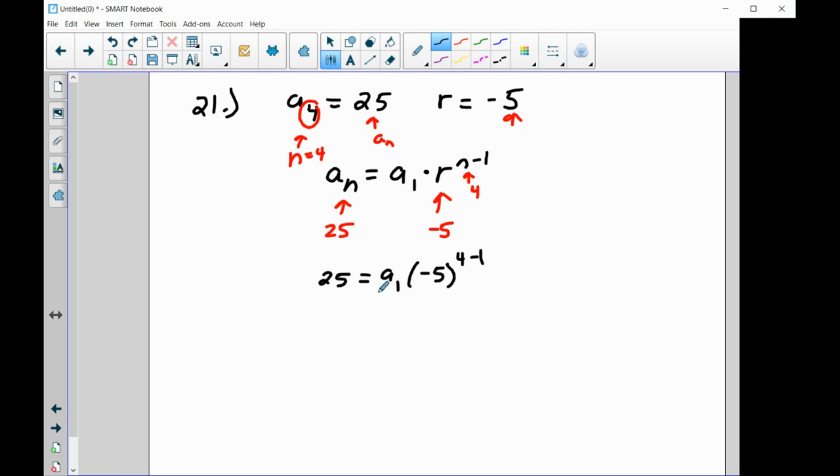And then I'm just going to solve for a sub 1. So I'm going to get 25 equals a sub 1, -5 to the third power is -125. And then to solve for a sub 1, all I need to do is divide by -125. And 25 over -125 tells me that a sub 1 is either -0.2 or as a fraction, -1/5.